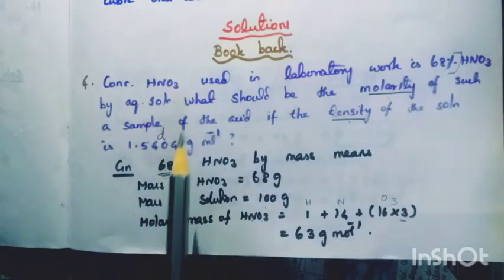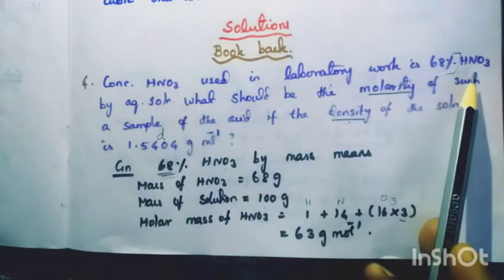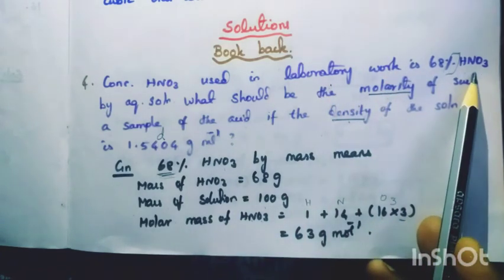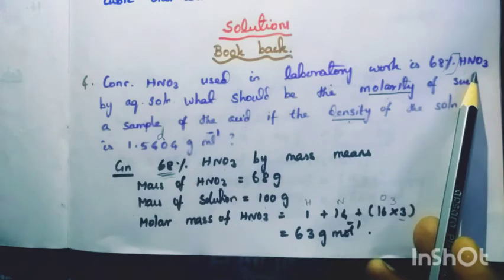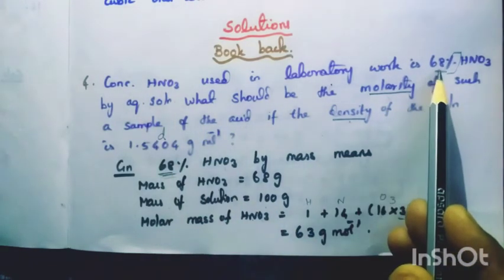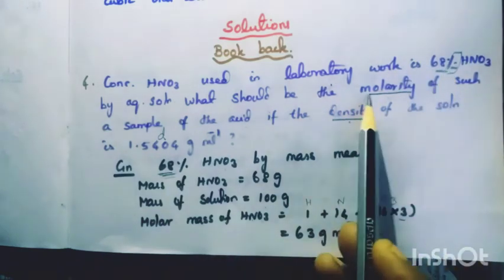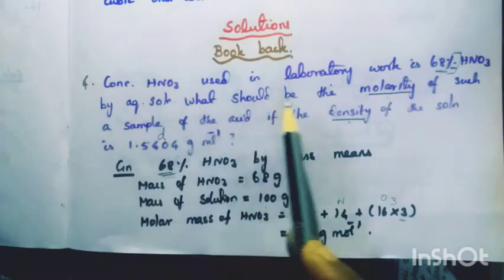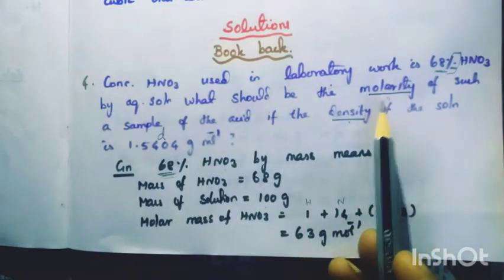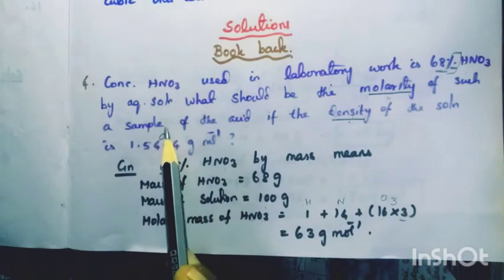So the concentrated nitric acid used in laboratory work is 68% nitric acid by aqueous solution. That means 68 is the nitric acid amount out of 100 overall amount. And we have to find the molarity. What should be the molarity? The given detail is the density, 1.54.